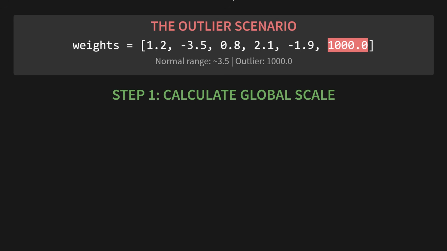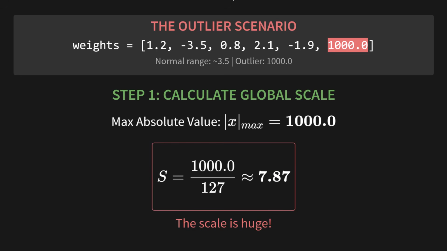Let's follow our process. Step 1. Calculate the global scale. We find the max absolute value, which is obviously 1000.0. Now we calculate our scale, S. It's the max absolute value divided by our integer limit, 127. So 1000 divided by 127 gives us a scale of about 7.87. The scale is huge, and that is a big problem.